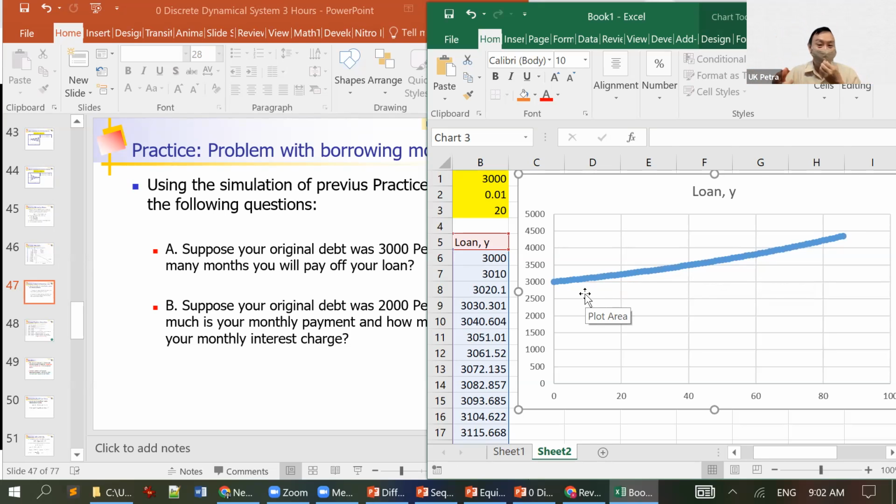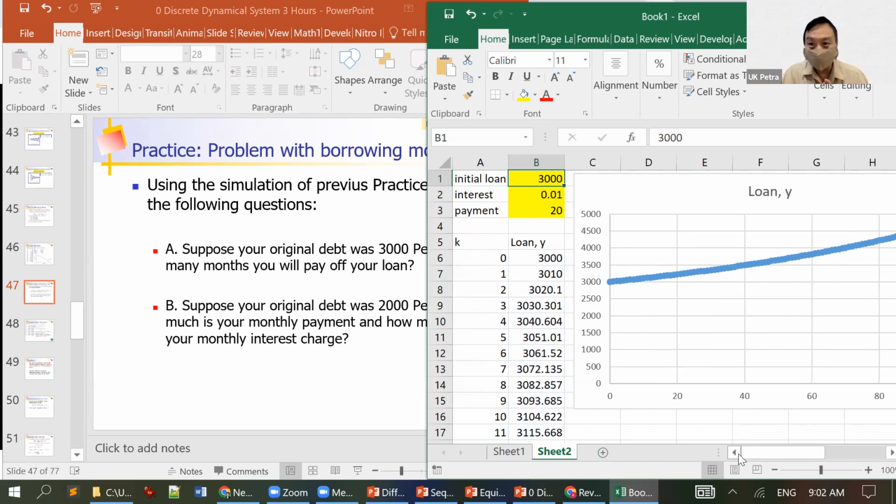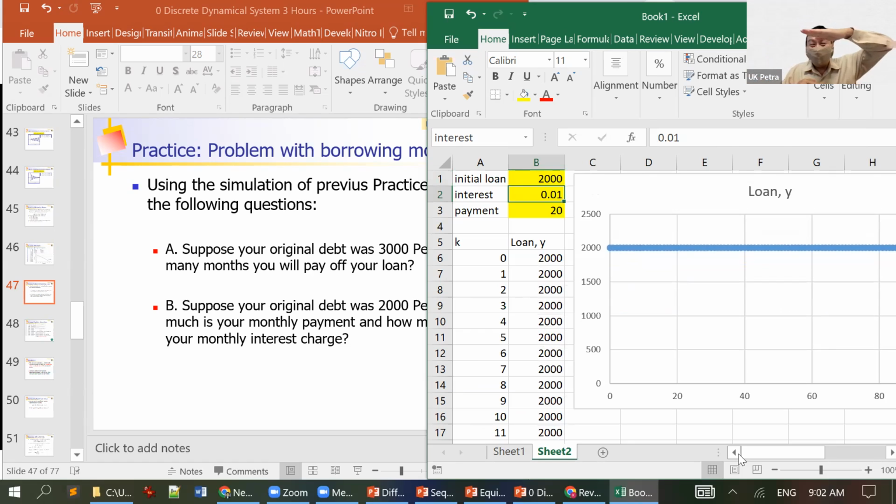Now, mathematically, I want to introduce you to the concept of equilibrium. Let's try what will happen if you change this loan instead of 3,000 to 2,000. Can you change? What is the behavior? It's constant, right? See, it's constant. Now you understand the meaning of behavior. Behavior matters or not?